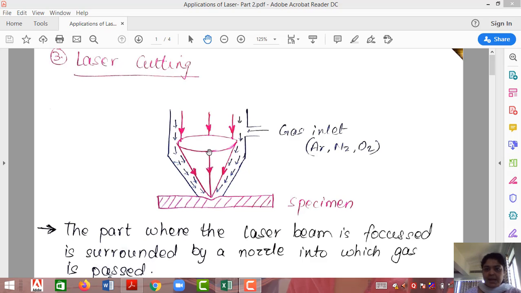Now laser cutting is an application which can be used for cutting of glass, ceramics, metals, alloys. It can also be used for the cutting of yarn. In the textile industry, laser has a very huge advantage.